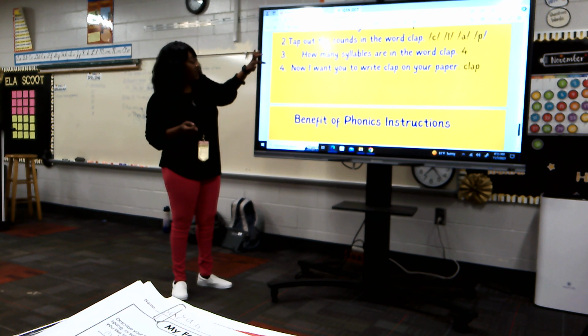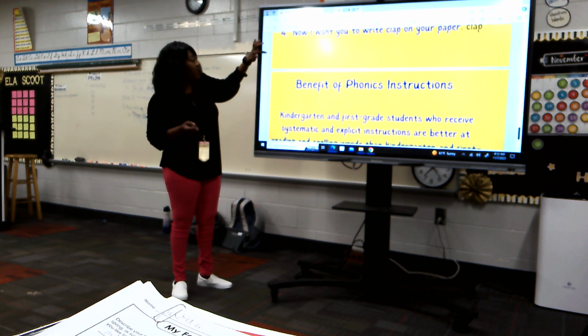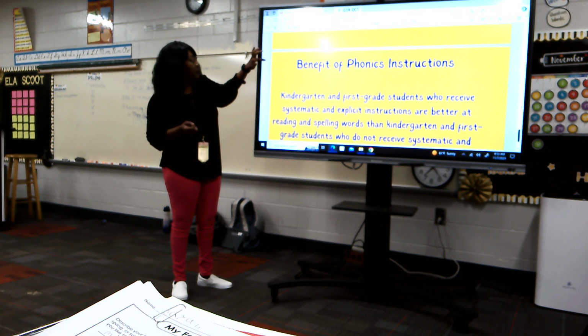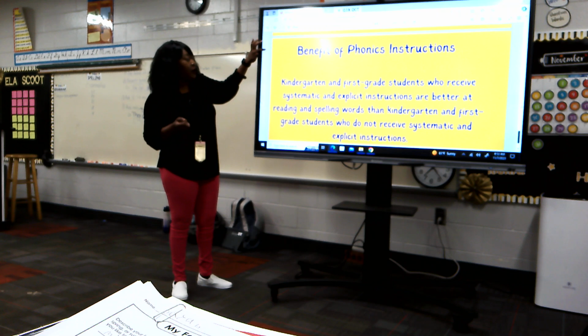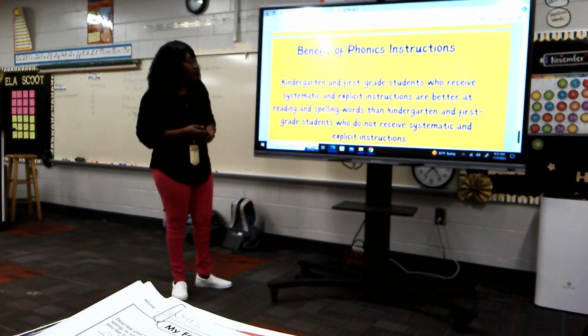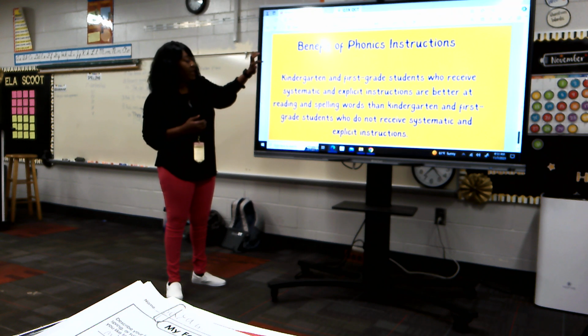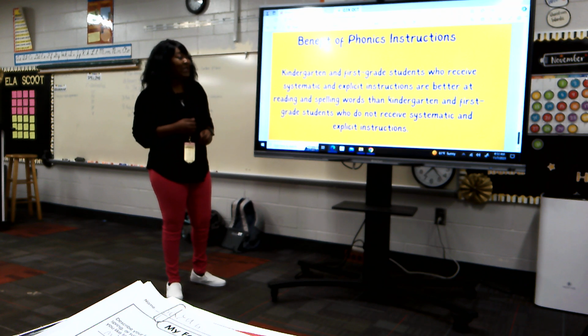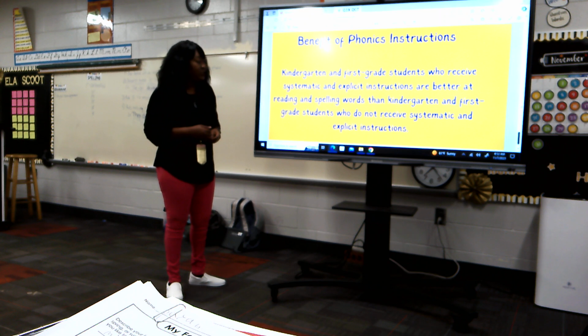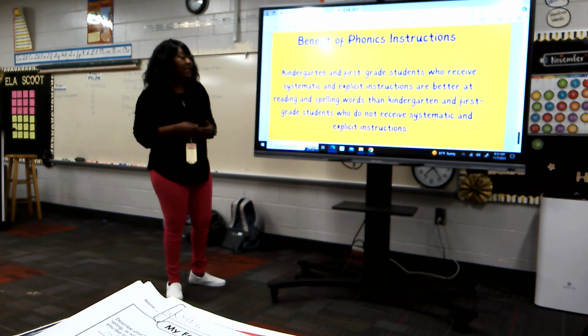But the benefit of systematic and explicit instruction is that kindergarten and first grade students who receive systematic and explicit instruction are better at reading and spelling words than kindergarten and first grade students who do not receive systematic and explicit instruction.